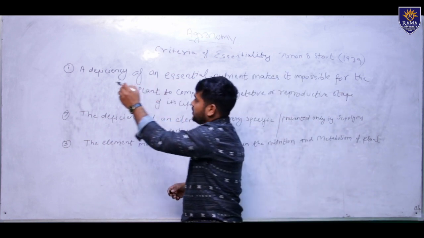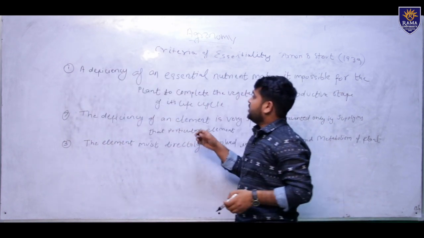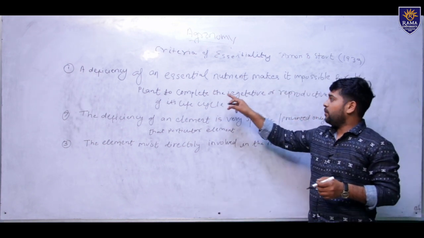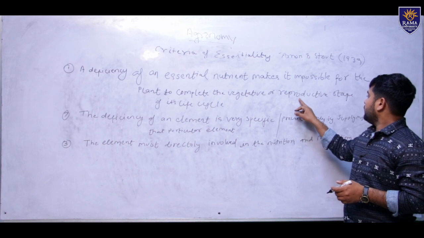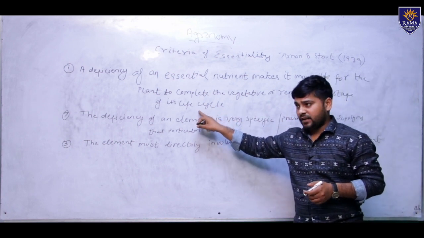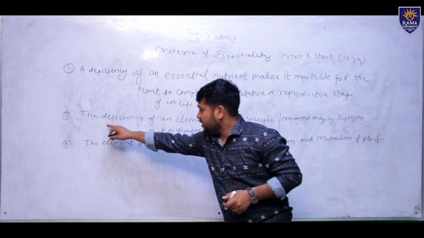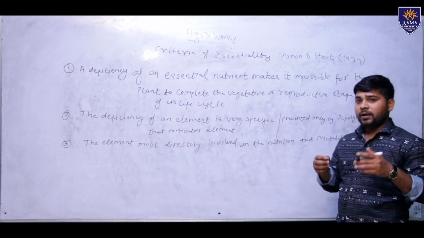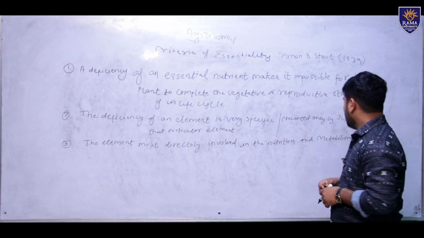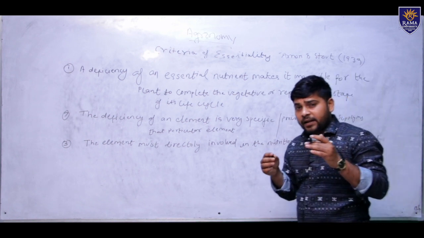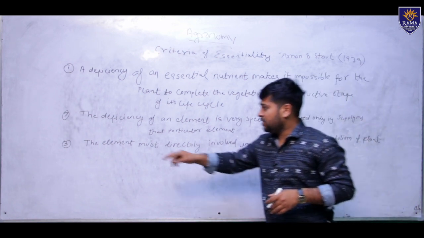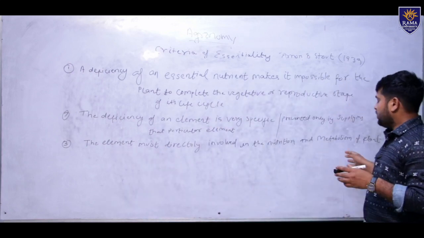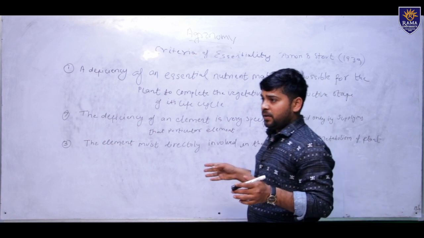The first one is that a deficiency of an essential nutrient makes it impossible for the plant to complete the vegetative or reproductive stage of its life cycle. The second is that the deficiency of an element is very specific, or prevented only by particular elements. And the third one is that the element must be directly involved in the nutrition and metabolism of the plant.